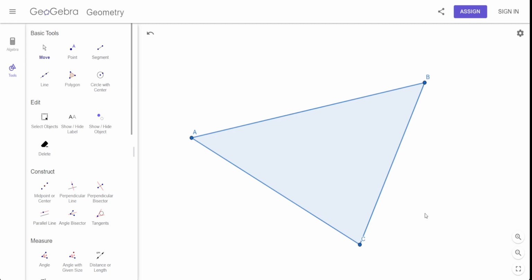Well, this program is kind of cool because it's got a little thing right there. Look at that. Angle bisector. See that little button or whatever you call that thing right there?